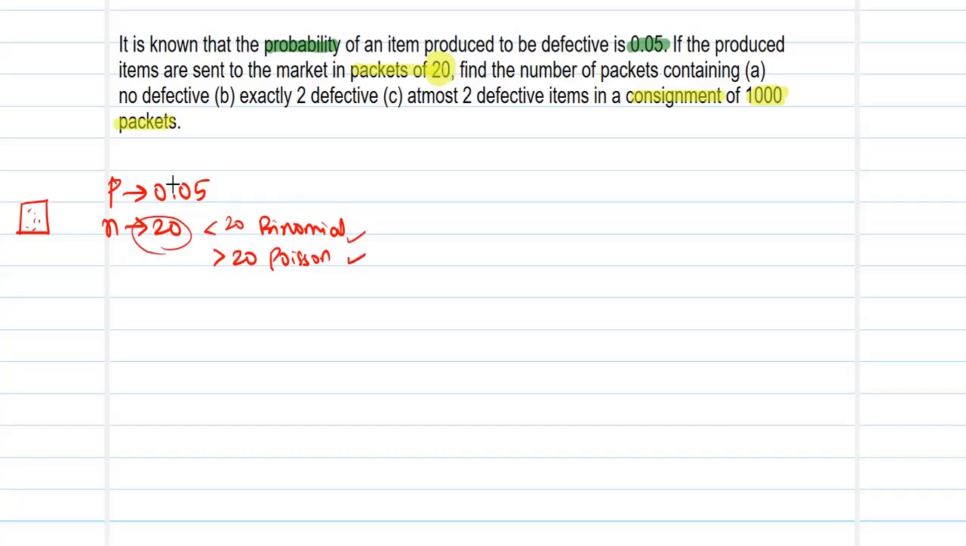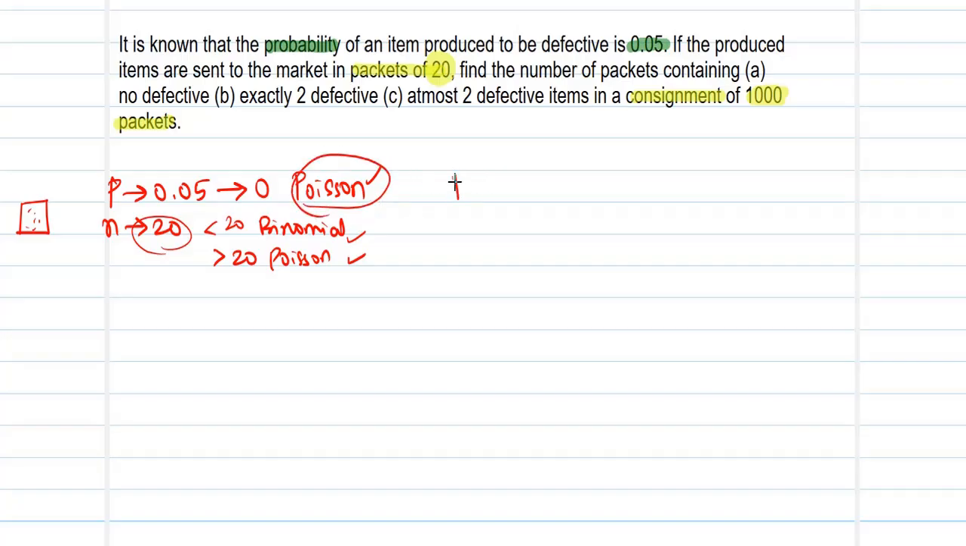Now let us go to the second clue, p equal to 0.05, which moves towards 0. So it is going to be something like a highly improbable event. When the value of p tends to 0, we know that we will have to go with Poisson distribution. So this is going to be the right clue for us to decide the problem follows Poisson distribution.